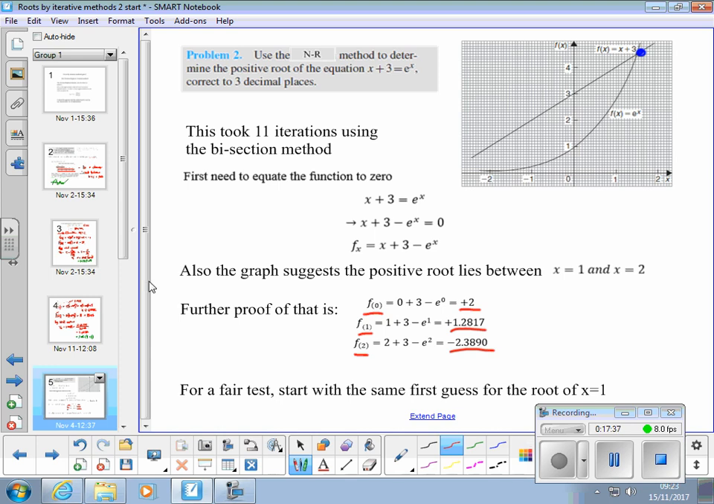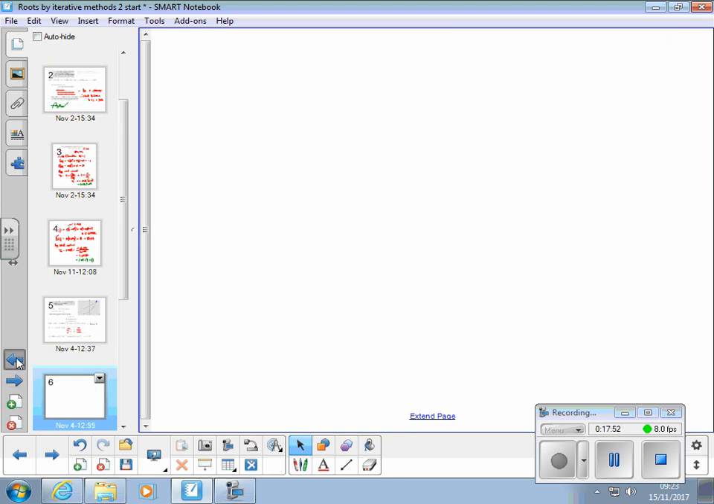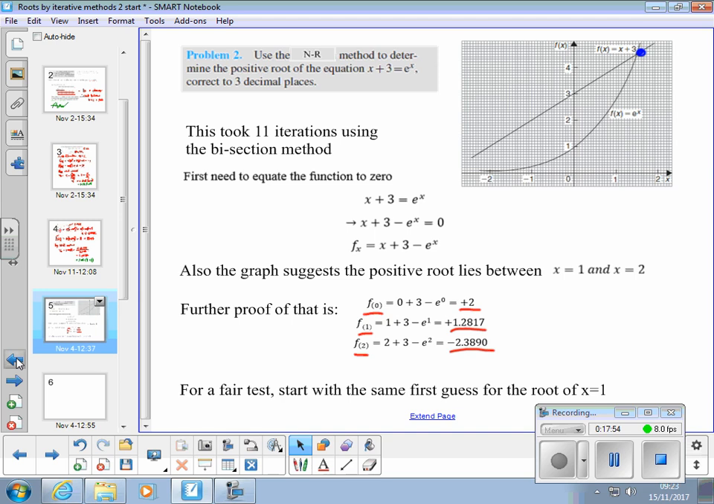So for a fair test, we'll start with a guess for the root of x equal to what we did when we did the bisection method last week. So off you go, Newton-Raphson's method, and find the root of that equation to 3 decimal places.